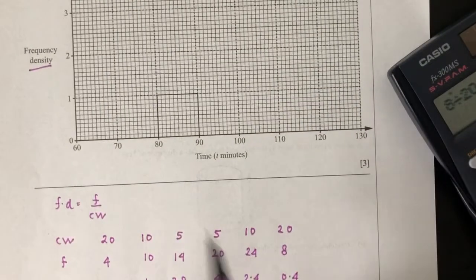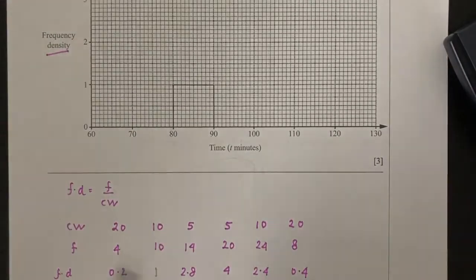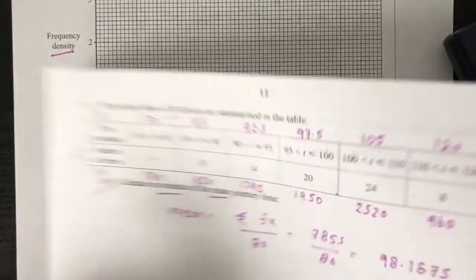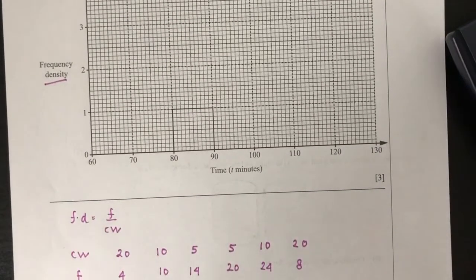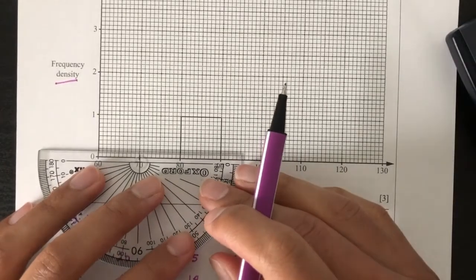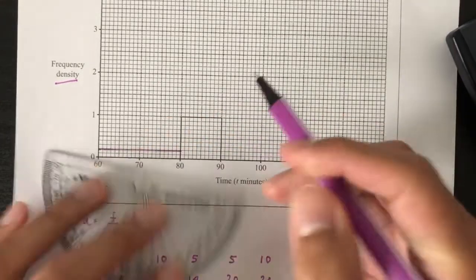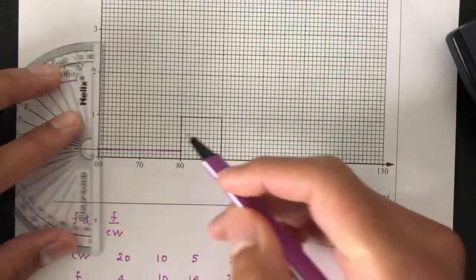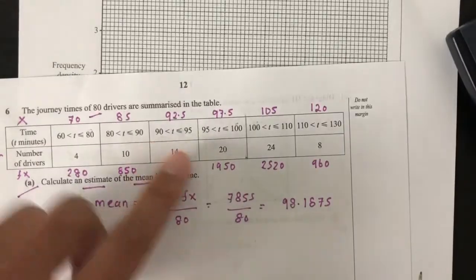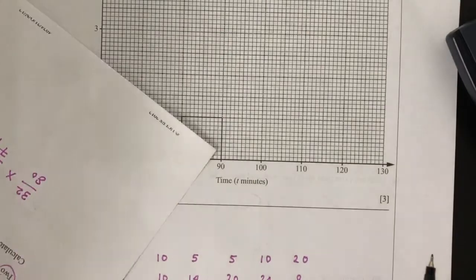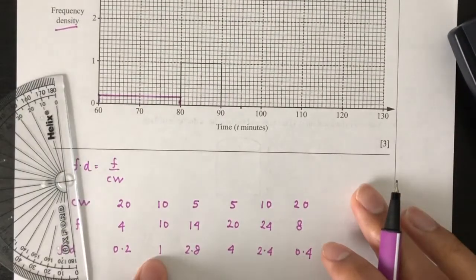So one class has been given to us, which is 80 to 90. Let's see what classes we need to draw. The first class here is 60 to 80, and the value is 0.2. So let's draw 0.2. 0.2 will be right here. Make sure you draw this well. That's the first class. Then the next class will be 90 to 95. So 90 to 95 will be right here.